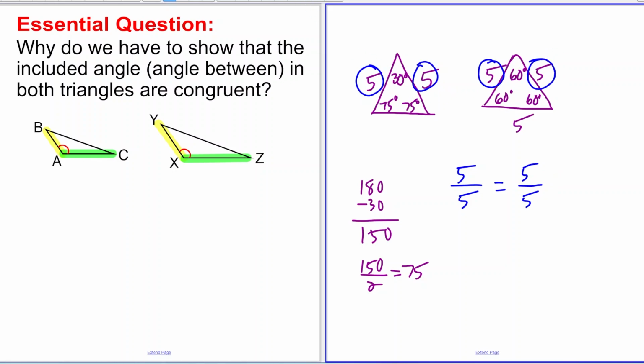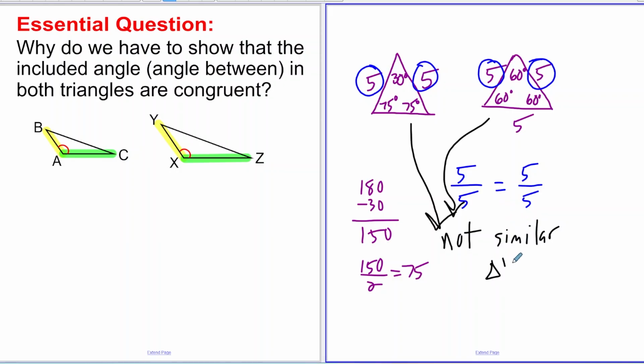But these triangles here, if we look, are not similar. Okay, so this triangle and this triangle here, these are not similar. And the quick reason for why they're not similar triangles, we could say the interior angles are not equal. Notice this one here has 30, 75, 75, and this one here has 60, 60, 60. For triangles to be similar, their angles have to be congruent on the inside. Okay, the corresponding angles have to be congruent. So that's why we have to show the angle between is congruent, because otherwise we would have the possibility of having two triangles that are not similar.